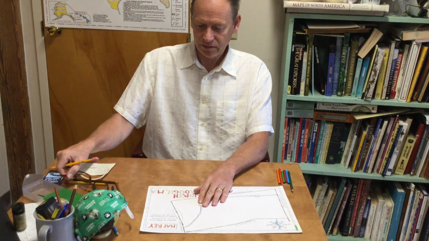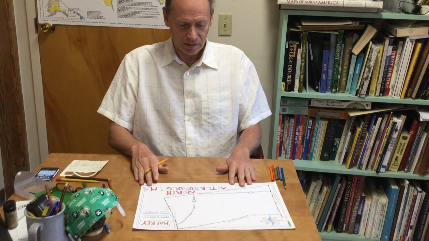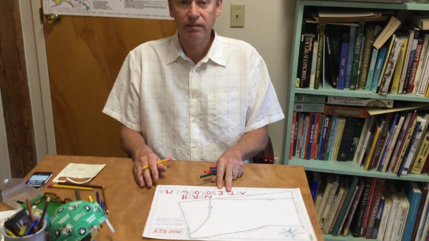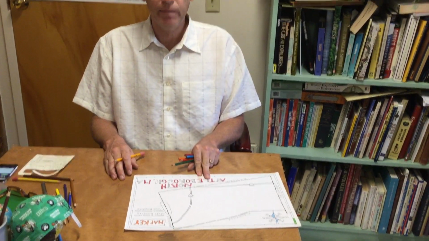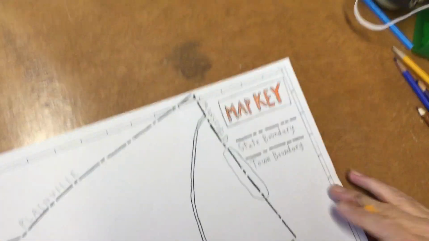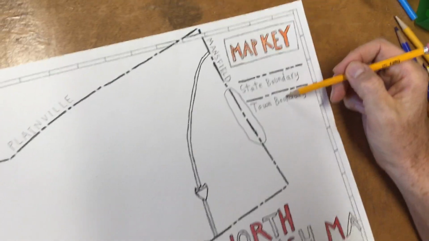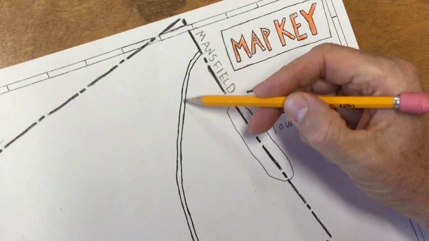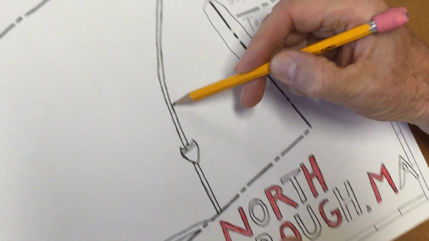Let's go on to do a little bit more on the map of North Attleborough. I think the next thing we're going to do is add another symbol to the map key. Let's look. We've already got the state boundary and the town boundary. Now, if you look on your map, you have these double lines right here.